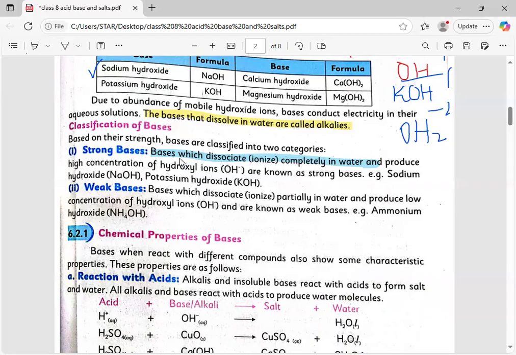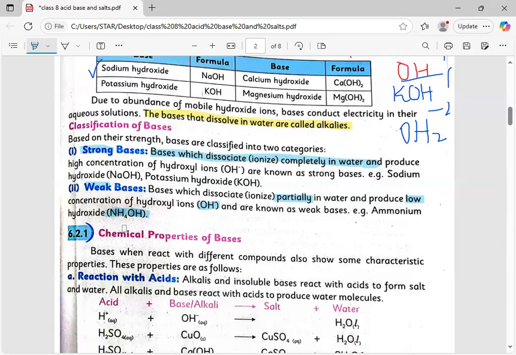Then we have weak bases, which dissociate partially in water. Remember that there is a one word difference between strong and weak bases, that is partially and completely. If the base is completely ionizing or dissociating in water, then this base is called a strong base. And if when you dissolve the base in water the base partially dissociates or ionizes and produces a low concentration of OH ions, then these bases are known as weak bases. For example, ammonium hydroxide, that is NH4 for ammonium, OH for hydroxide. The formula for ammonium hydroxide is NH4OH.